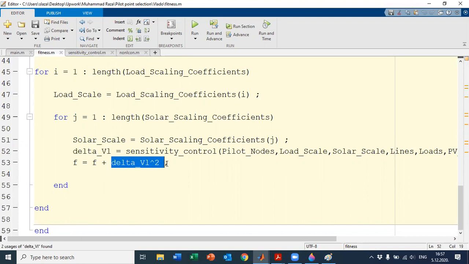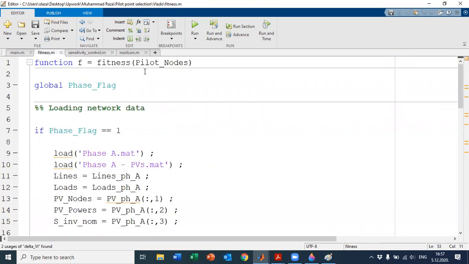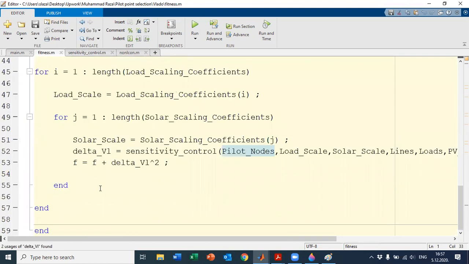So it adds the square of delta VL to the objective function, and this is run through all 9 different scenarios. For a single combination of pilot nodes, we get the value of the fitness function. So that's basically it. That's the whole logic behind the algorithm.